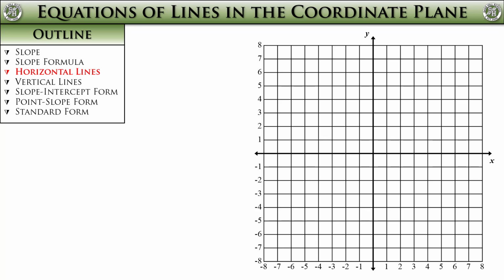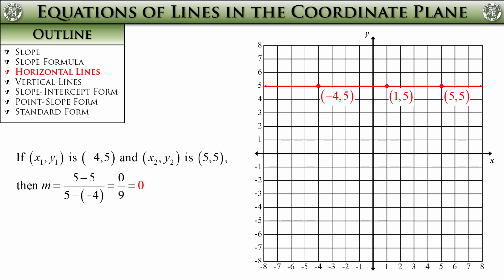Now let's quickly look at horizontal lines. And on this horizontal line, I will plot 3 random points. Slope is supposed to show how steep a line is, but the horizontal line is flat. There is no slope. If you plug 2 of the points into the slope formula, you find that it calculates out to 0. That should make some sense. It's flat. It has no slope. I could have used any 2 points since the top of the fraction would always be 5 minus 5.